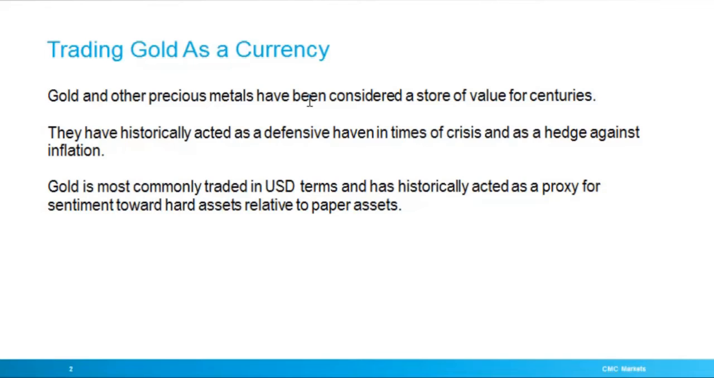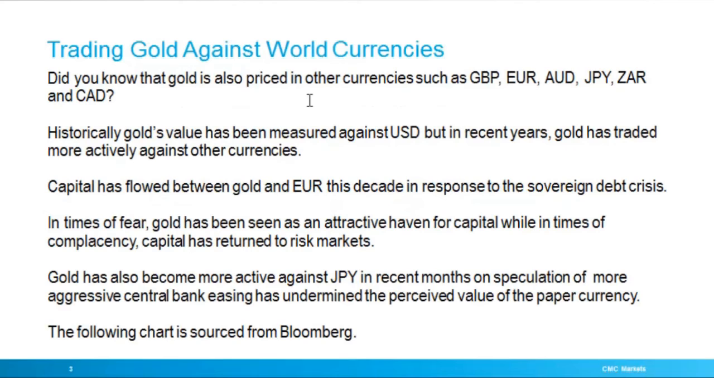Gold is most commonly traded in US dollar terms, and historically, the trade between gold and the US dollar has also acted as a proxy for sentiment between hard assets relative to paper assets. Did you know that gold is also priced in other currencies such as the pound, the euro, the Australian and Canadian dollars, the South African rand, and the Japanese yen? Although historically gold's value has primarily been measured against the US dollar, in recent years gold has also started to trade more actively against other major currencies.